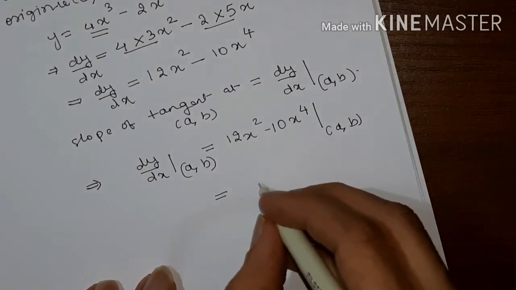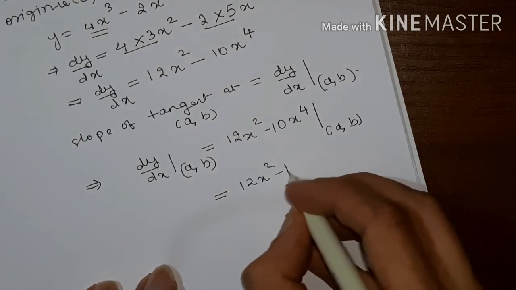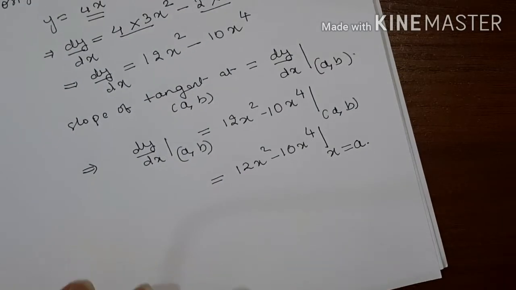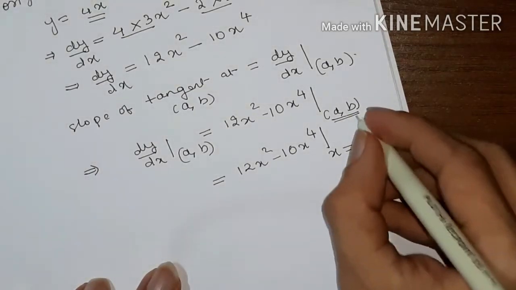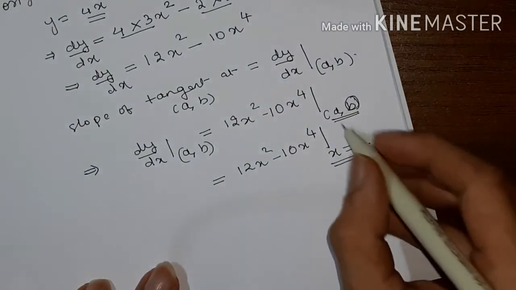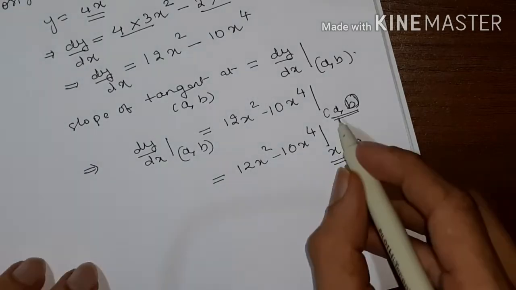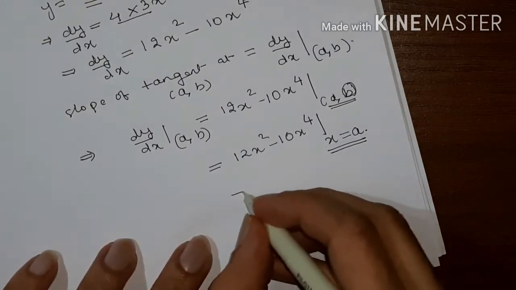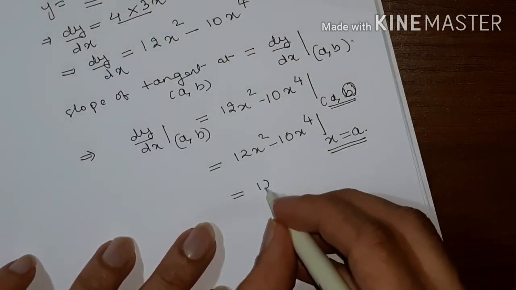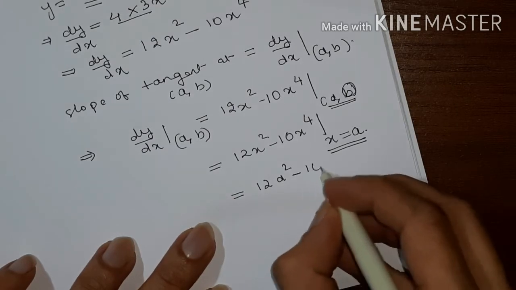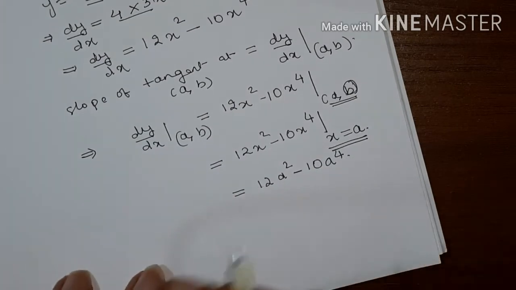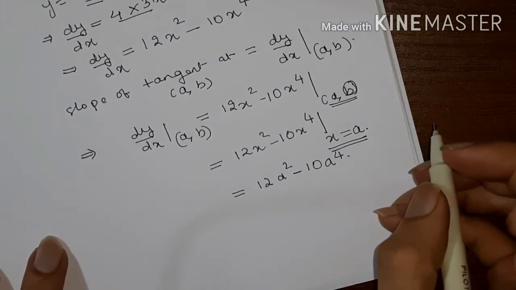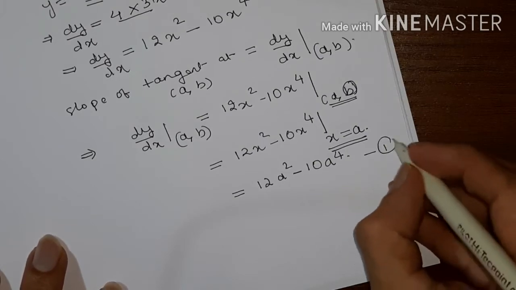Okay, so that means 12x² minus 10x⁴ at the point x equal to a, right? Because there is no y term, so we can skip this, and this condition is x equal to a. So if you substitute x equal to a, you will get 12a² minus 10a⁴. So this is the first equation we can say.